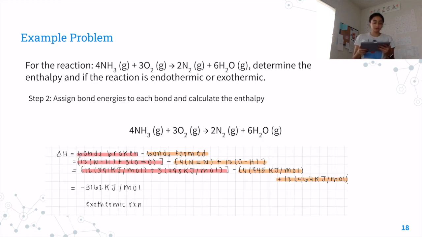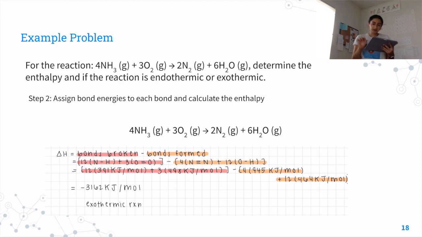We are going to use the equation of bonds broken minus bonds formed. So our bonds broken are the 12 N-H bonds and the 3 oxygen-oxygen bonds. And then our bonds formed are our 4 nitrogen-nitrogen triple bonds and our 12 oxygen-hydrogen bonds. So now we are going to assign bond energies to each of those bonds. And for this, you're going to want some sort of equation sheet or looking up the bond energies online. But I put in all the bond energies here.